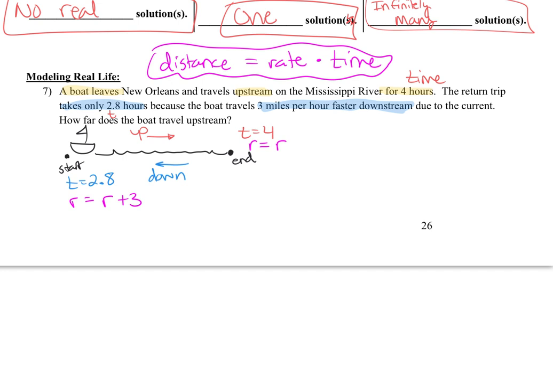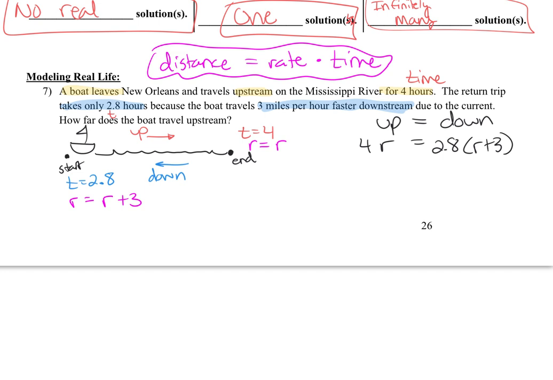Now, the boat went to a location and then went back. Their distance, is that a different distance that they traveled? No, it's the same exact distance. So what we can do is we can actually set these guys equal to each other. For a distance, we have to take our time and multiply it by the rate. So I'm going to take the time for upstream, which is 4 times R. And I'm going to take the time and rate for downstream, which is 2.8 times R plus 3. And then we set them equal because their distance is exactly the same. It was just their rate and their times were different. Okay?